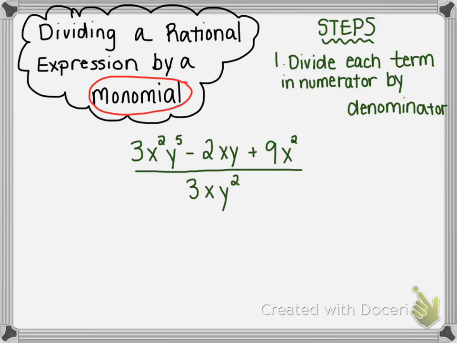The first step to divide a rational expression by a monomial is to divide each term in the numerator, so every single term that's on top, by the denominator. You're going to figure out what your terms are based on what gets separated by either subtraction or addition. In the numerator right now, we've got 3 terms: one term here, a second term here, and a third term here. So the first thing I want us to do is individually divide each of those terms by the denominator.